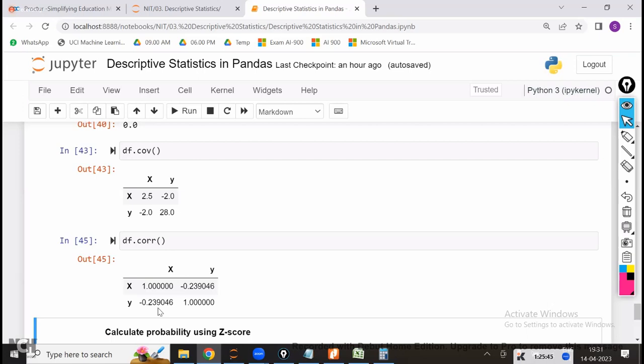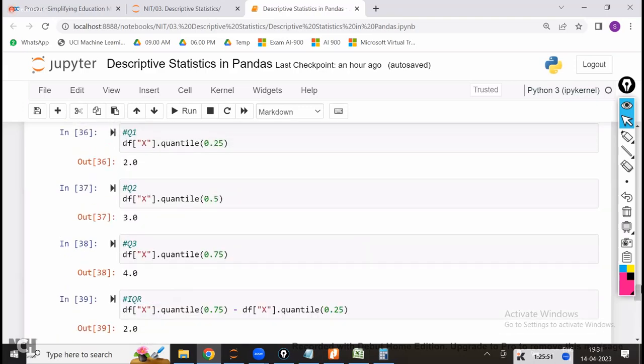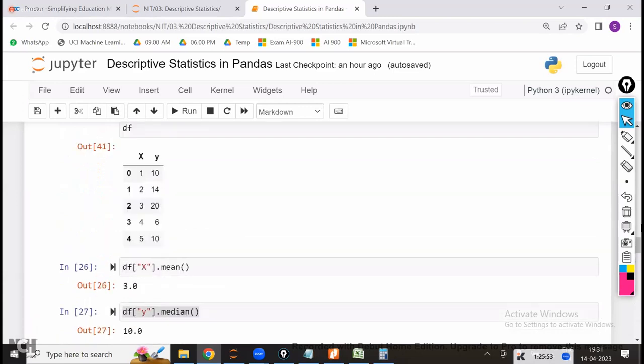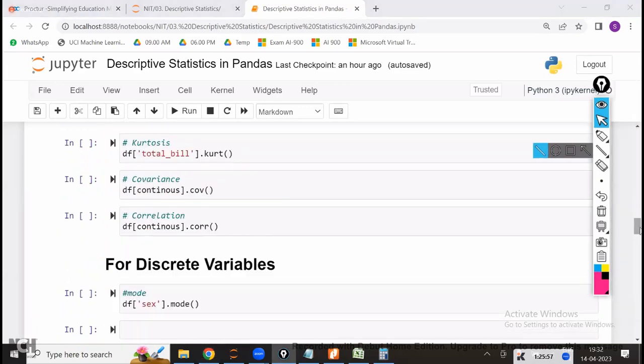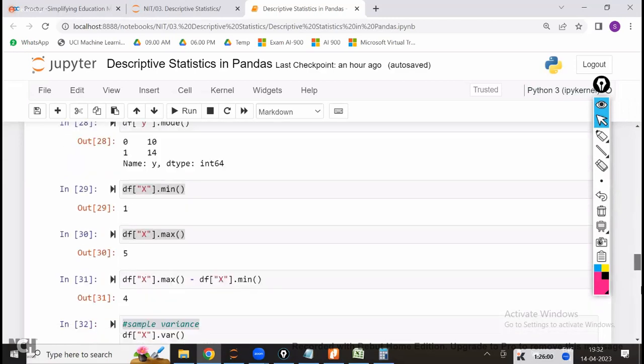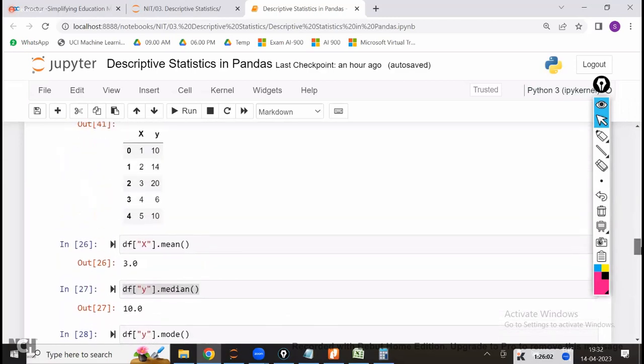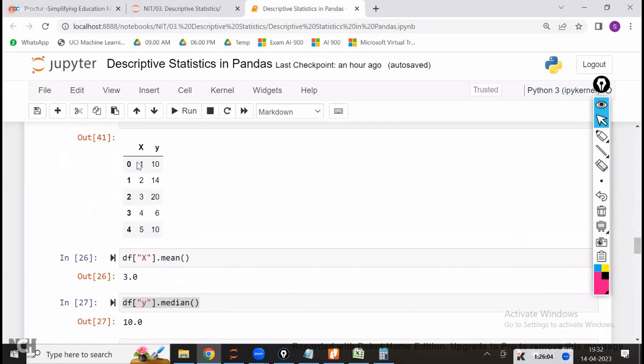Clear? How to calculate the covariance and correlation? Just take this small data set. For this small data set, you do it one by one, step by step. Whatever I'm doing, everything you do manually. You only calculate for this data set the variance, covariance of x comma x, covariance of x comma y, covariance of y comma x, covariance of y comma y. You calculate one by one.